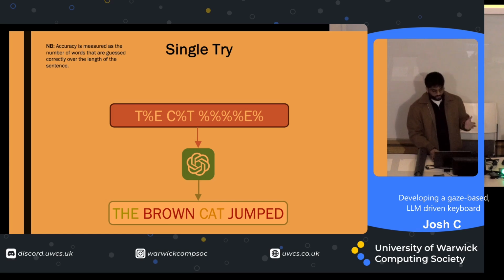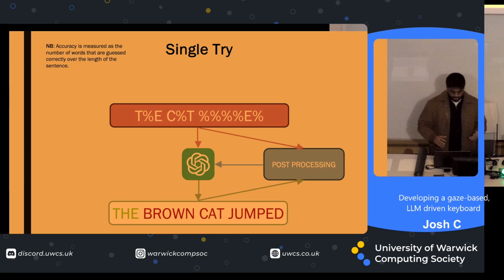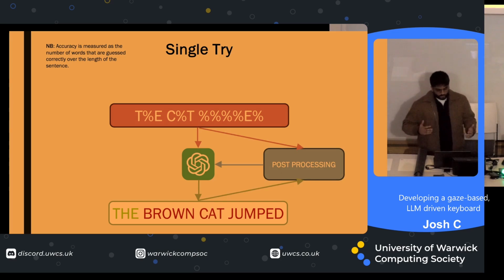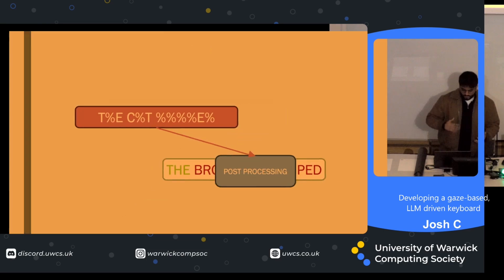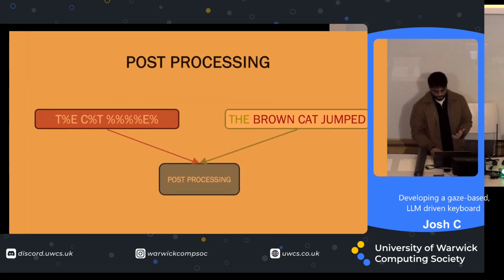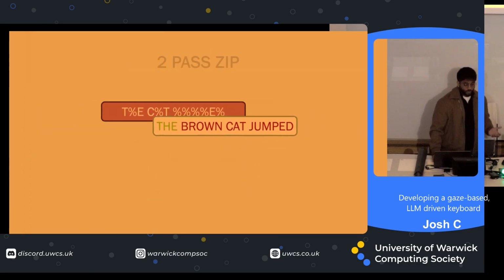So how can we rectify this issue that the single try approach has? Well, this is where we kind of introduce an iterative approach, right? So what happens here is we take the output of GPT, we do some post-processing on it, and we feed it back into the model. So what does that post-processing look like, right? So it takes the form of a two-pass zip.